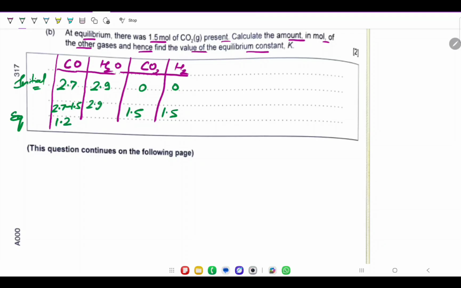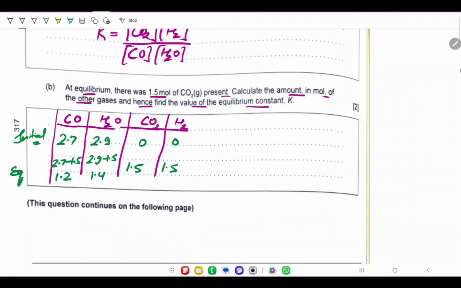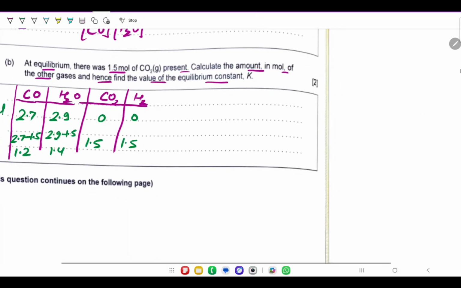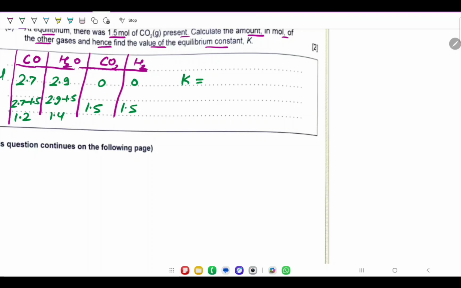And similarly 2.9 minus 1.5, the remaining will be 1.4. What are the concentrations of other gases? 1.2, 1.4, 1.5 and 1.5. Now putting these values in K, what will I get?